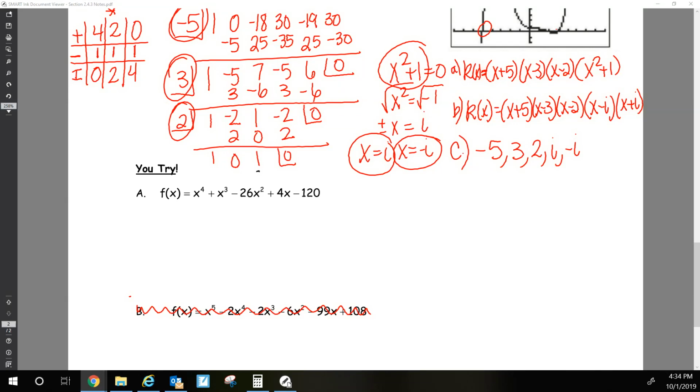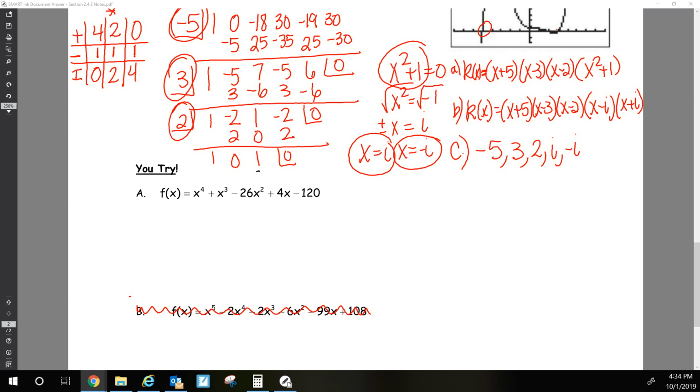All right, guys, if you tried it already, here's a solution for you. Try A. If you chicken out, we're going to work it together here. All right, so how many zeros does this guy have to have? 4, right? For leading terms degree.